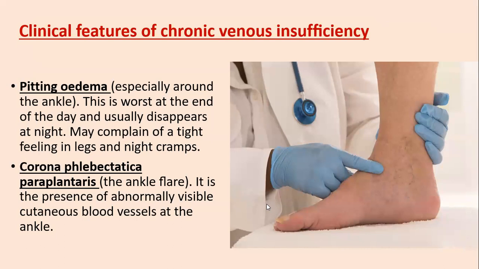So the clinical features of venous insufficiency include, first, pitting edema, especially around the ankle. This is worse at the end of the day and disappears at night. Patient may complain of a tight feeling in the leg and night cramps later on. Then there is a term known as corona phlebectatica paraplantaris, or in simple words, the ankle flare. It is the presence of abnormally visible cutaneous vessels at the ankle, as you can see in this picture.